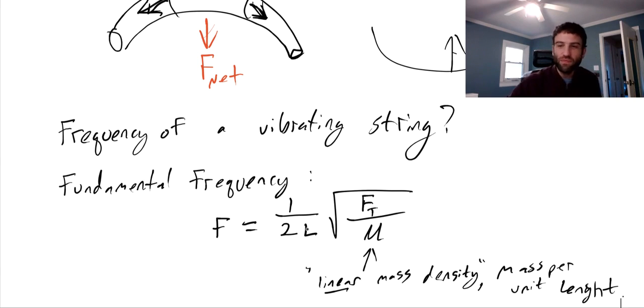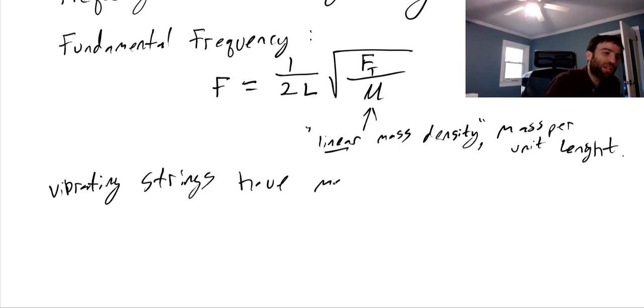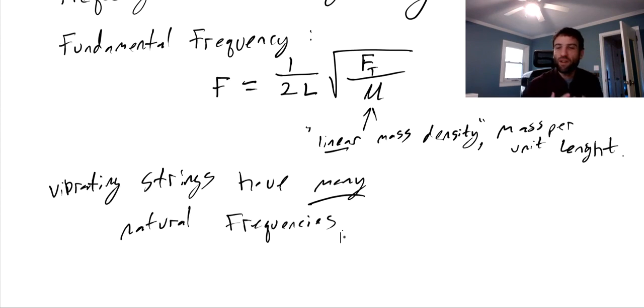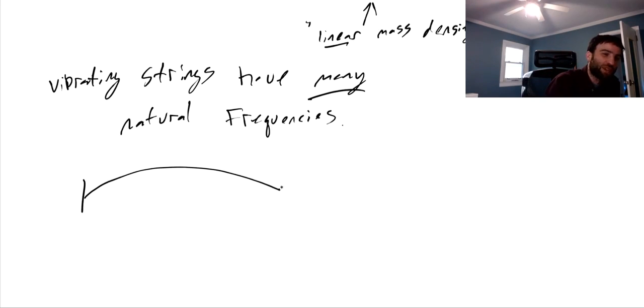Okay. Now, an important feature of vibrating strings is that actually they don't only have one natural frequency. So vibrating strings have many natural frequencies. And to keep track of them all, we often talk about them as harmonics. So the first harmonic is the same thing as the fundamental mode. So it's when the string looks like this, there's just like half of a wave.